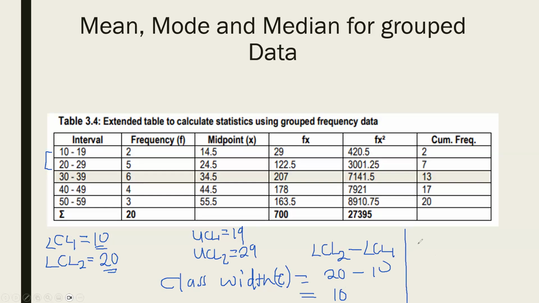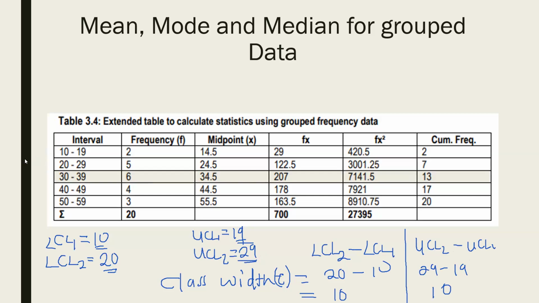Or, right, you can say upper class limit 2 minus upper class limit 1. Upper class limit 2, what is it? This is 29. So it can be 29 minus 19, right? You will still get 10. So regardless of whether you are using neighboring lower class limits or neighboring upper class limits, you will still get the same class width.